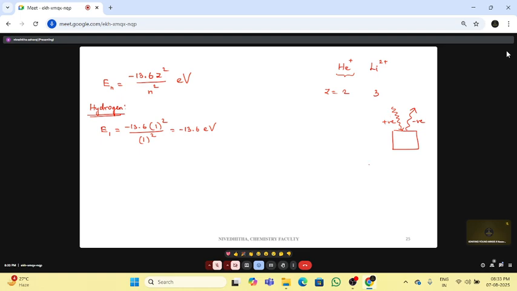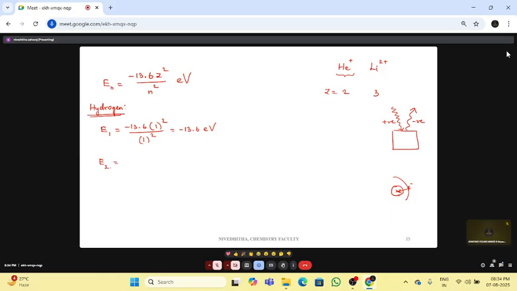Now here, whenever the electron is present in the atom, there is a force of attraction between the nucleus and the electron. Whenever there is an attraction, a particular amount of energy is released. Here 13.6 electron volt of energy was released. That is why it is minus. Okay, fine.